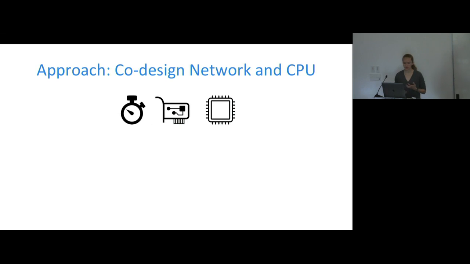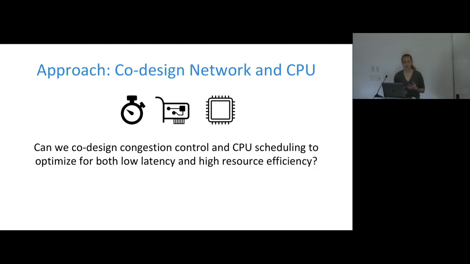In order to use both the network and the CPU efficiently, we need some coordination between the two. So the question we ask here is, can we co-design congestion control and CPU scheduling to optimize for both low latency and high resource efficiency? This way, congestion control can make decisions that utilize CPUs efficiently, in addition to using the network efficiently. So before we discuss how we might achieve this, let's look at a couple of examples of how this might be beneficial.